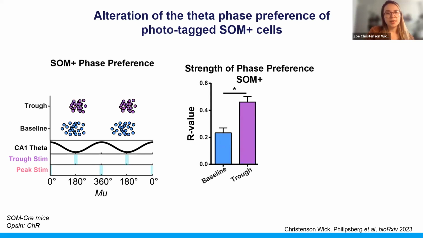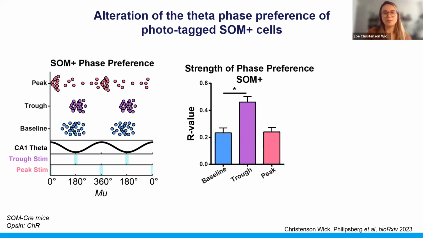And when I applied blue light stimulation to the trough of theta, I saw their phase preference sort of tighten around the trough of the oscillation, and I saw the strength of the phase preference increase. And then, this was the really exciting moment for us, when I applied light stimulation to the peak of the theta oscillation, I saw the preferred phase of these somatostatin opsin positive neurons shift towards the peak. So that was great. It shows that we can actually shift the phase preference of these inhibitory neurons with this phase-specific manipulation.